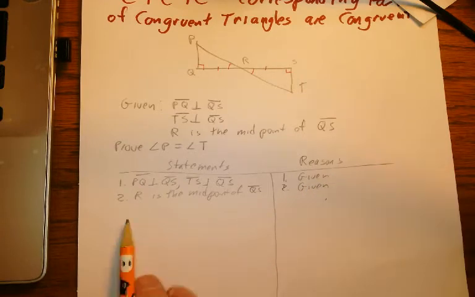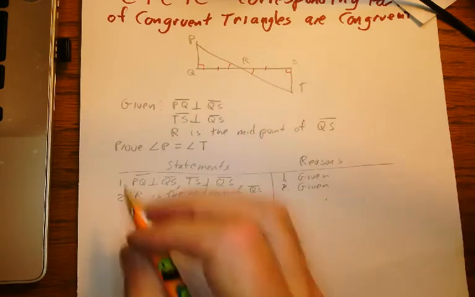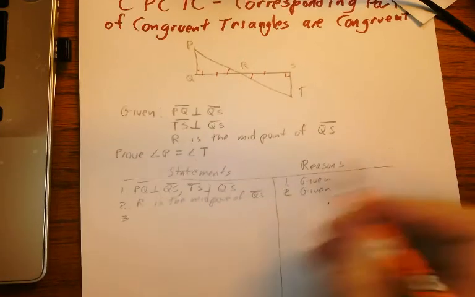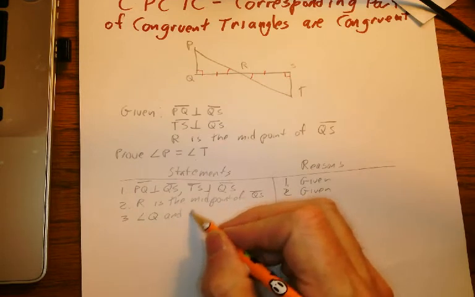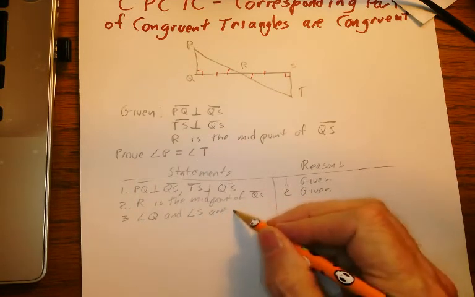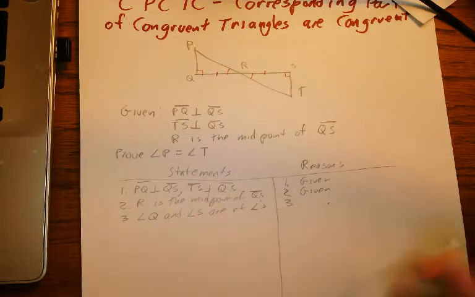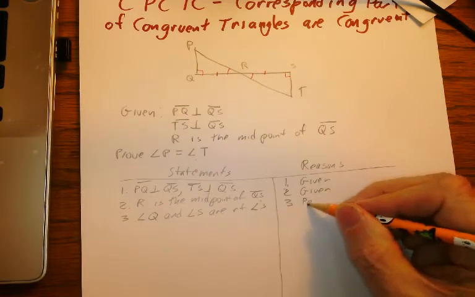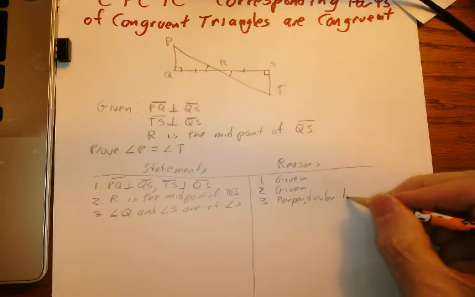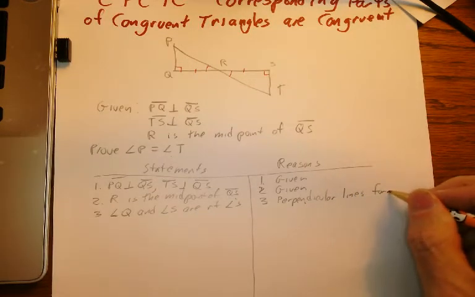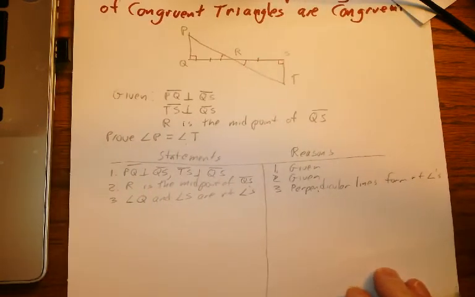Now, let's start listing out what I marked. What I marked first were two right angles. Well, let me say that then. Let me say angle Q and angle S are right angles. Well, what's the reason? Why did I mark that? Because they were perpendicular. Perpendicular lines form right angles.